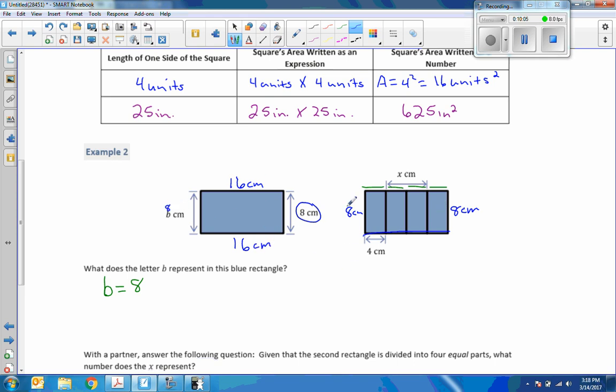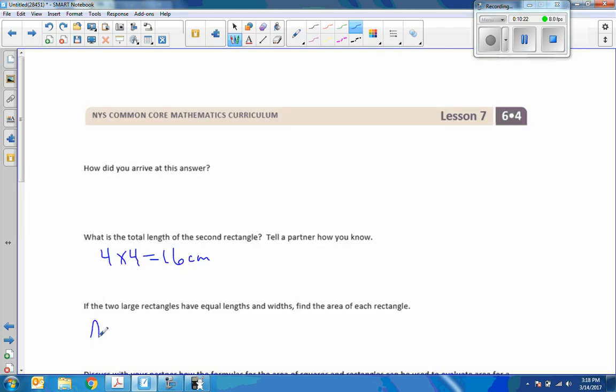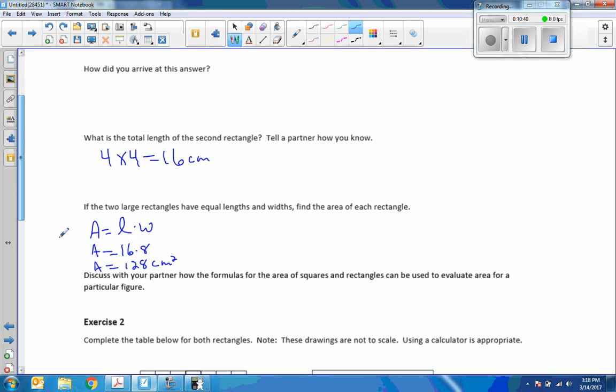So these are equal rectangles, so I took this side, the height from this one, and applied it to this because they're equal. I took this length from this one and applied it to this because they're equal. So now we have a 16 by 8 rectangle, and the area of a rectangle is length times width, so the area equals 16 times 8, and therefore the area is 6 times 8 is 48, carry the 4, 8 and 4 is 12, it's 128 centimeters squared. They are both 128 centimeters squared.